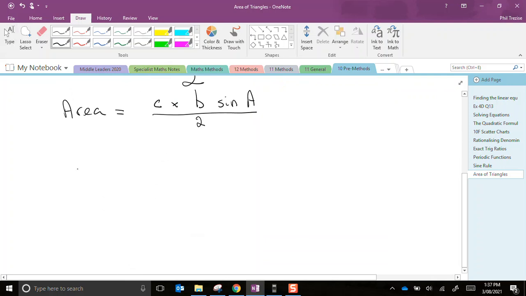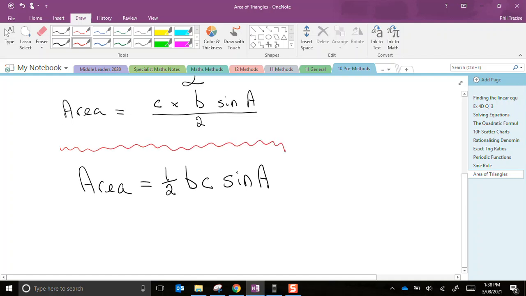Let's neaten that up. The area of any triangle, so I started with a scalene triangle. The divide by 2 is commonly written as half. Then the B and the C, we put those in alphabetical order so it's easier to remember, BC. And then the sine, always at the end, and the angle, capital letter for angles, is the one which is not there. That's my formula to calculate the area of any triangle I like. It wouldn't have to be a right angle triangle, a scalene triangle.